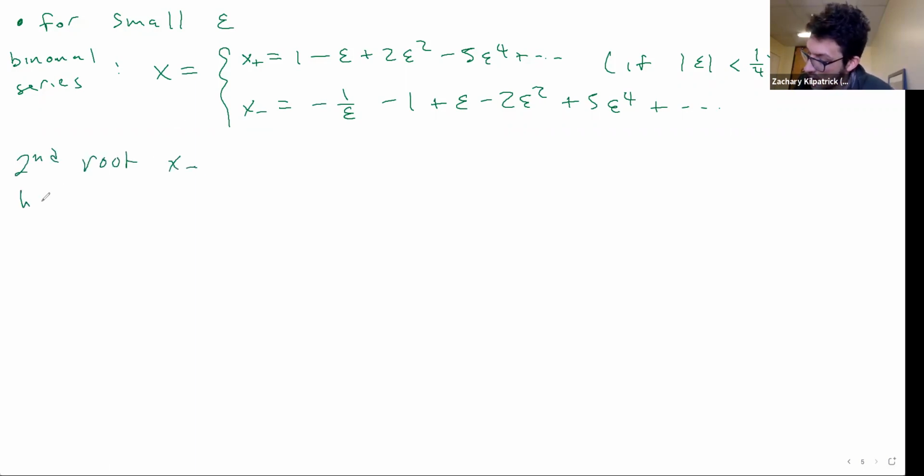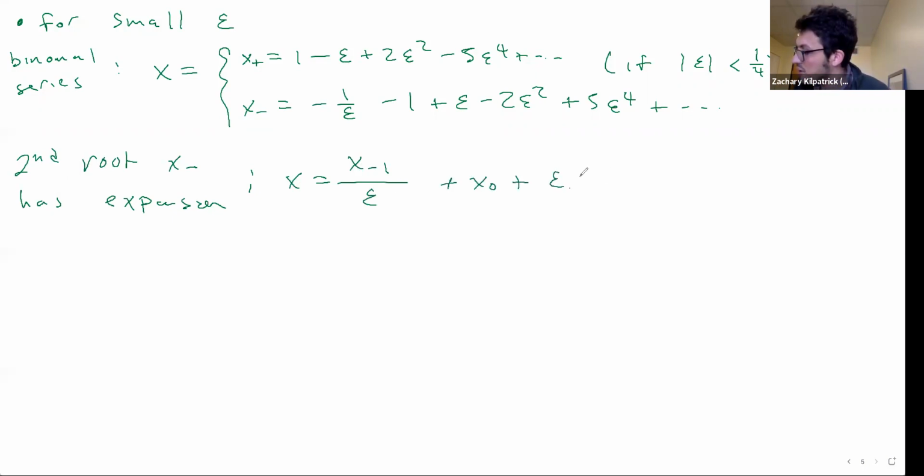x minus has an expansion, and I'll just write out the general form, which is x equals x, and I'll call this term x sub -1, x sub -1 plus x0 plus epsilon x1, and so on. So the idea is that really we just need an expansion that has an appropriate rescaling of a regular perturbation expansion. And the rescaling is just take a regular perturbation expansion, divide it by epsilon, and you've got a new expansion, you know, just change up the labels a bit, okay?